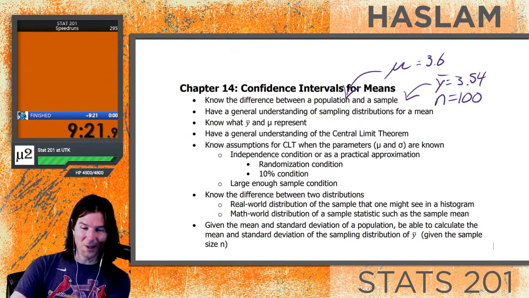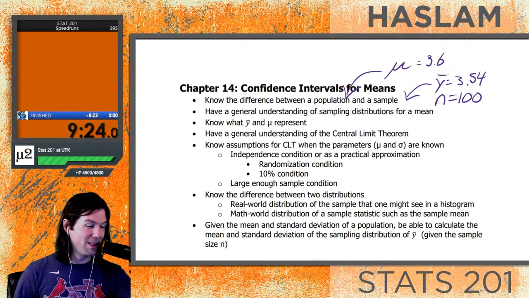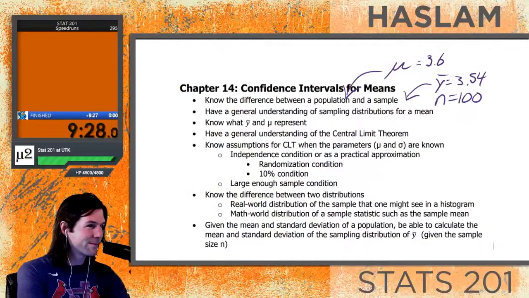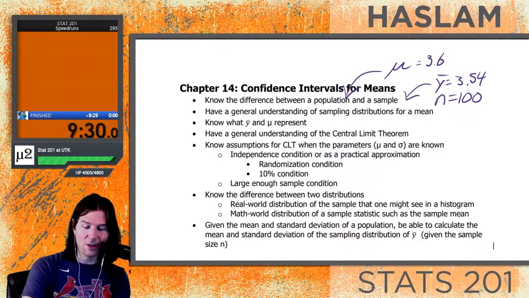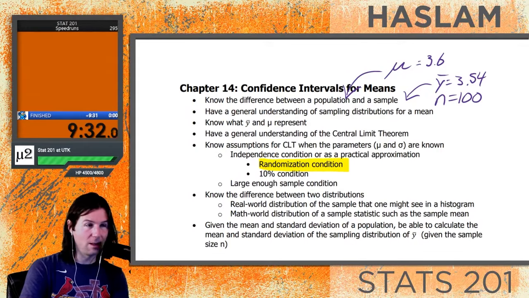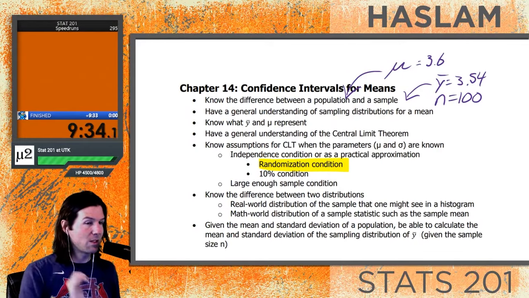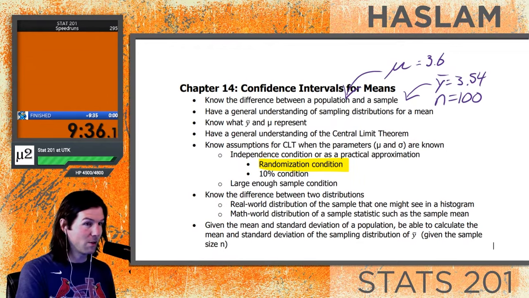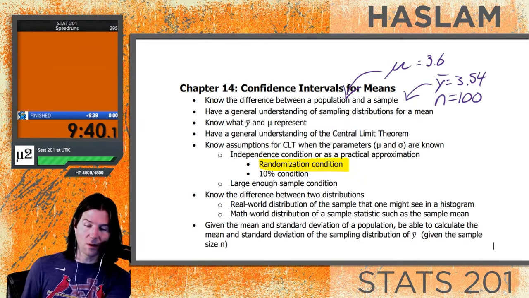We have right here the assumptions of the central limit theorem. The assumptions are going to be condition 1. You're going to hear this a lot today: random. So the randomization condition means that we randomly select individuals. Any question that says we randomly took UT students, that's what randomization means.